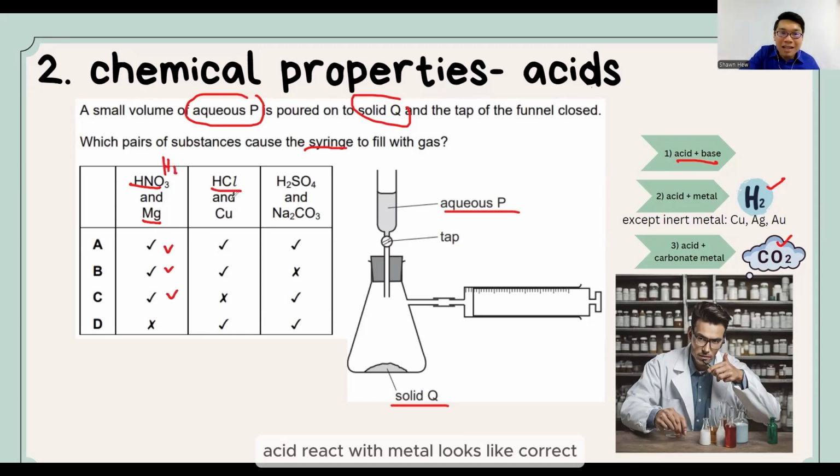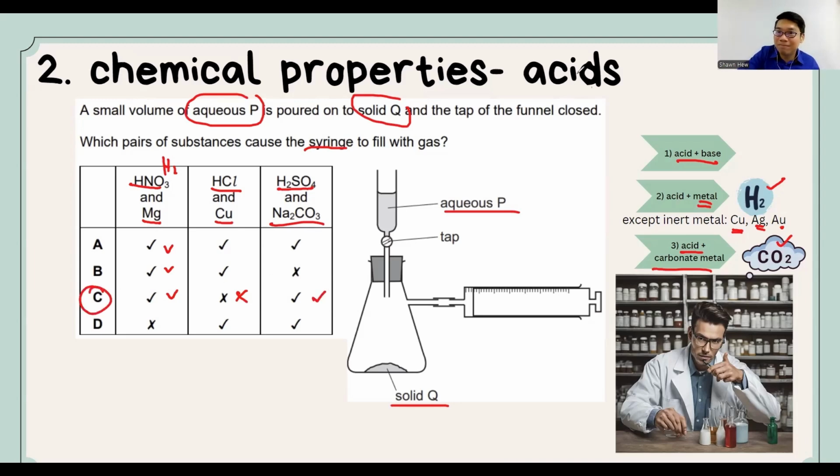So correct. Acid reacting with metal looks correct, but can you see? It can react with metal except the inert metal, which is Cu, Ag, Au. They can't react because Cu, Ag, Au are not reactive. So that's why it can't react, so no gas is released. Last, acid and carbonate metal will form CO2. Yes. So the answer is C.